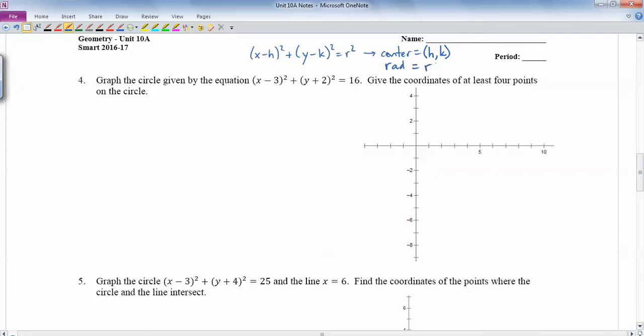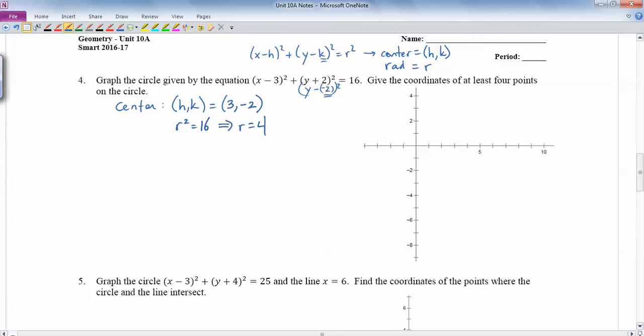Okay, so since it's x minus 3, you can see that the h and the 3 are the same. So the center, h, k, is really 3 comma, and then this is the same thing as y minus negative 2 squared. So the k is the negative 2. So the center point here is 3, negative 2. And then r squared is 16, so then r is 4.